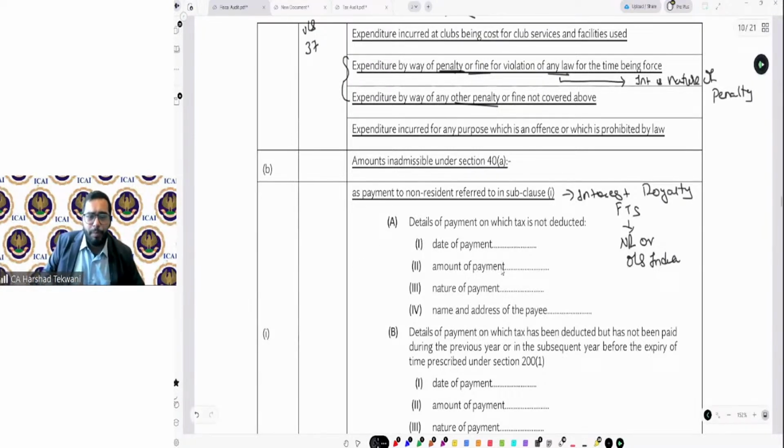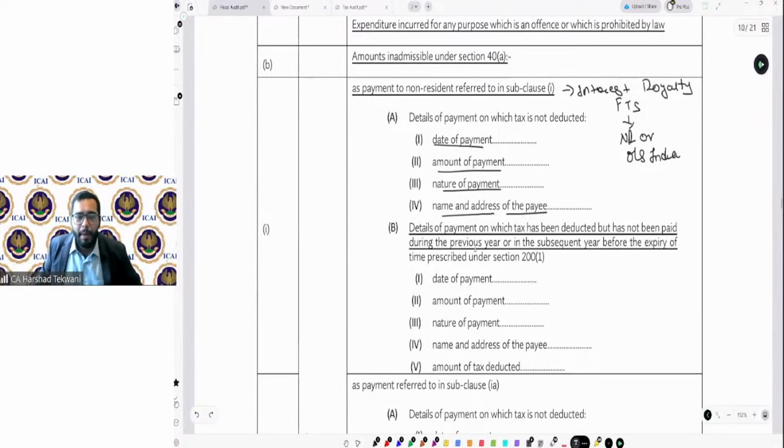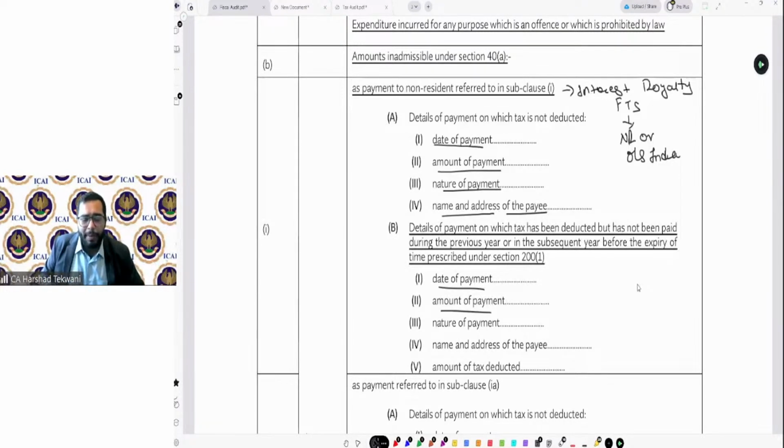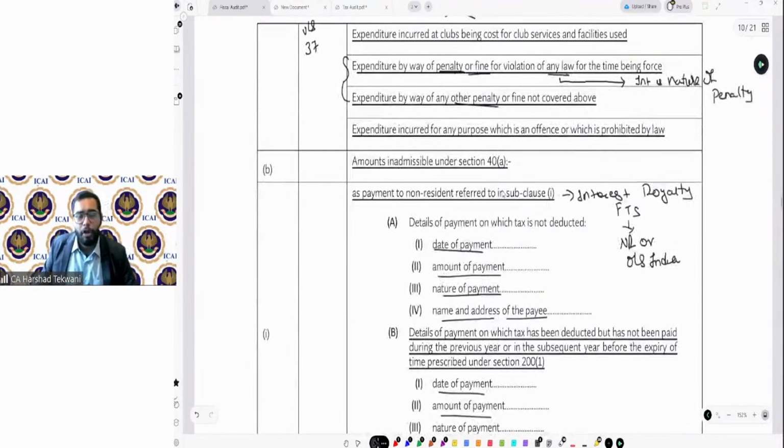If that is the case, then you need to provide the details of payment: amount of payment, nature of payment, name and address of the payee. Second, details of payment on which tax has been deducted but has not been paid during the previous year or in the subsequent year before the expiry of the time prescribed under section 200. So if tax is deducted but not paid, you provide the date of payment, amount of payment, nature of payment, name and address of the payee, and amount of tax deducted. So you need to provide details of that.